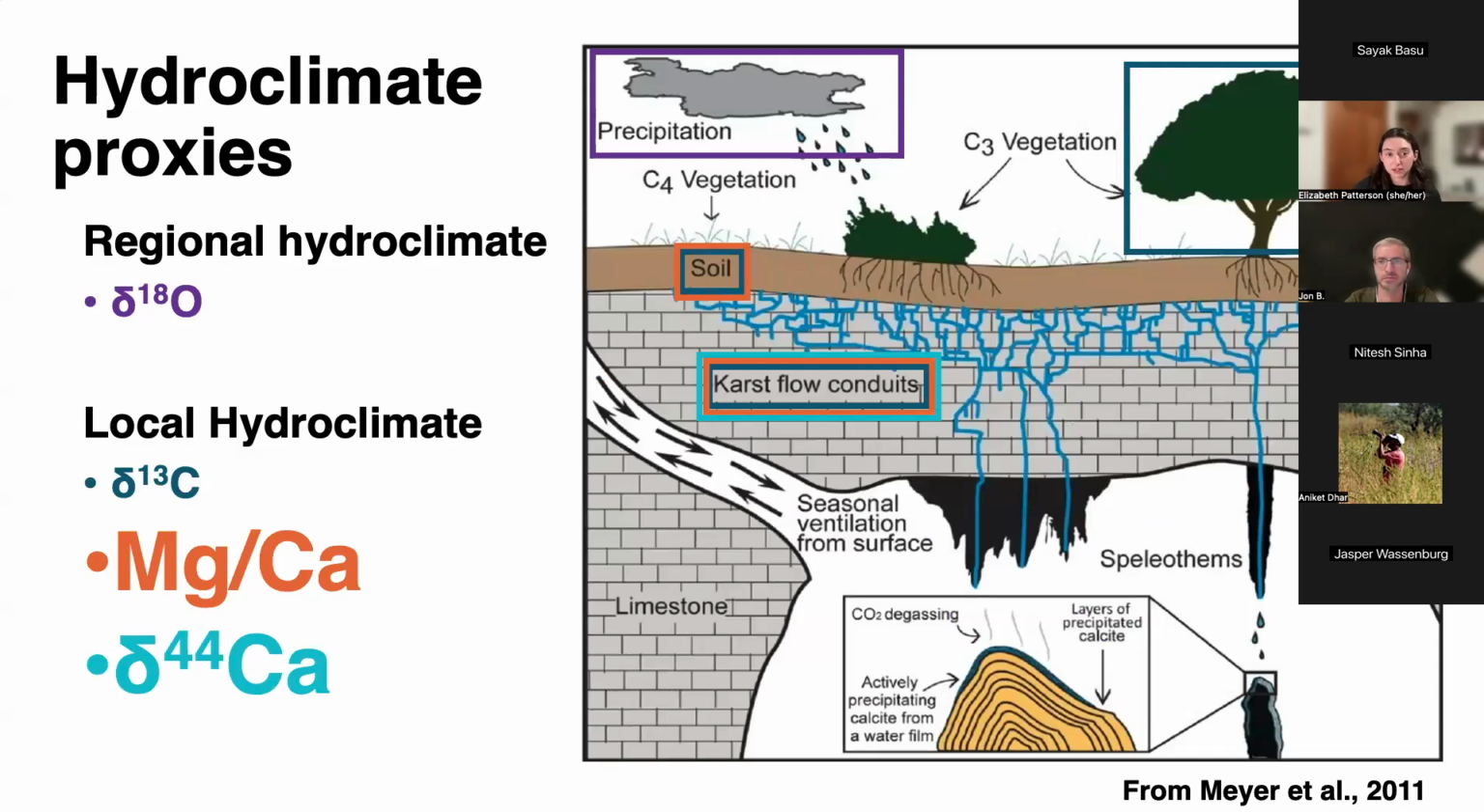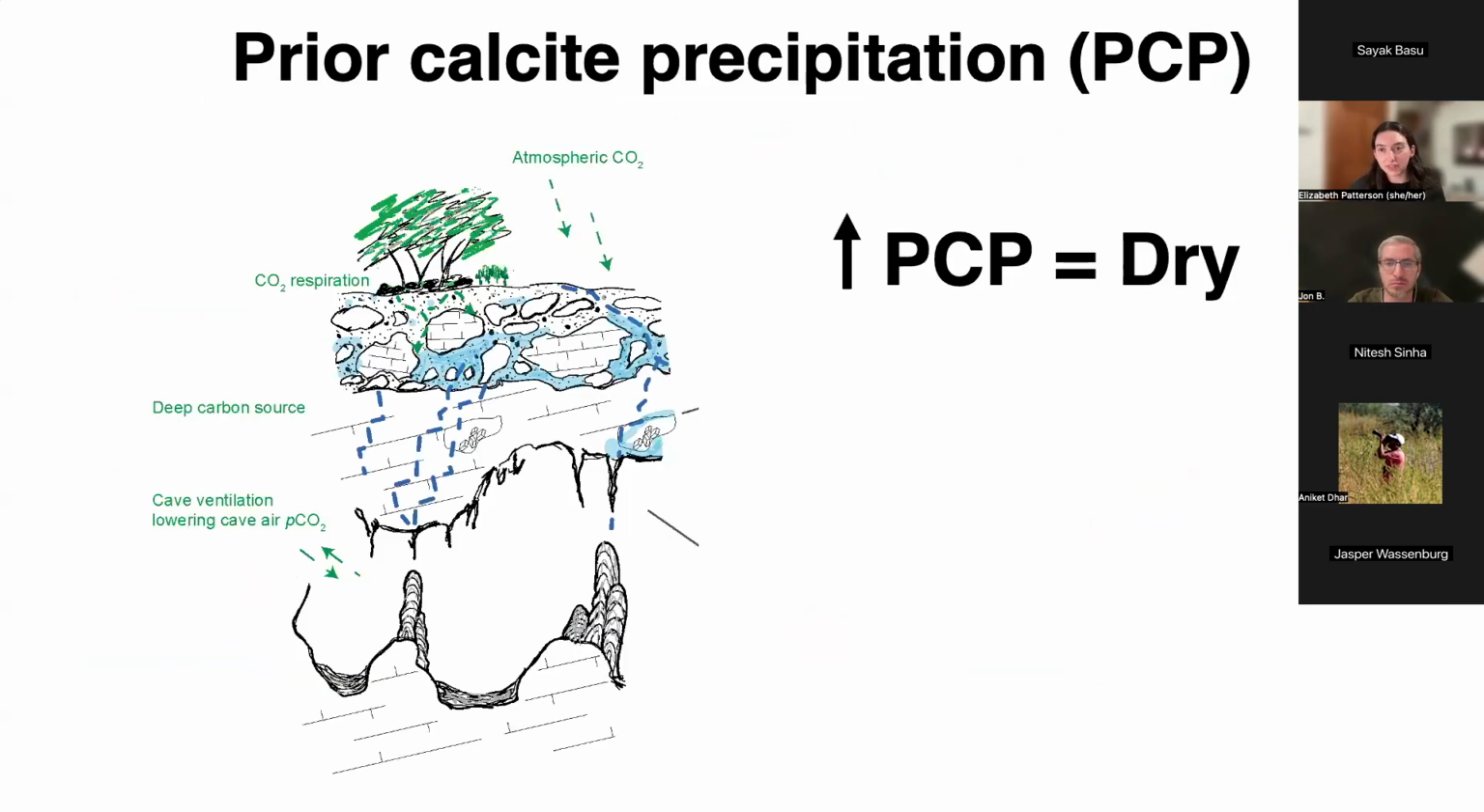Just as a reminder, magnesium calcium and calcium isotopes both strongly reflect local hydroclimate change. There are other controls on both of these proxies which can complicate the interpretation of what I'm doing next, but for simplicity today, I'm mostly interpreting them as proxies for local hydroclimate change. And the main driver of that is this process called prior calcite precipitation. I'm guessing most people on the call already know what this is, but I will explain it briefly now, or at least try to.